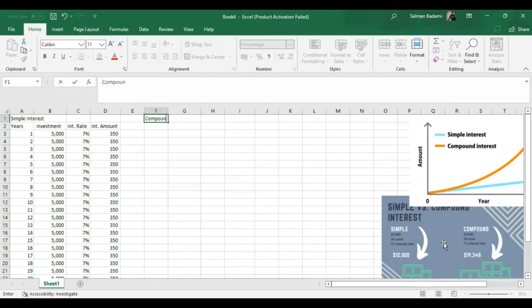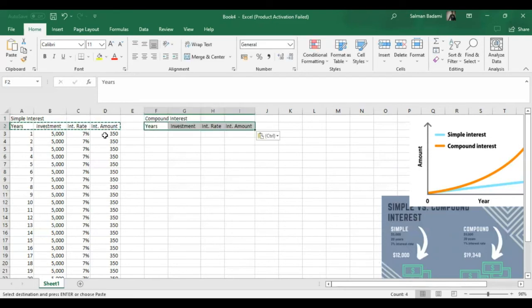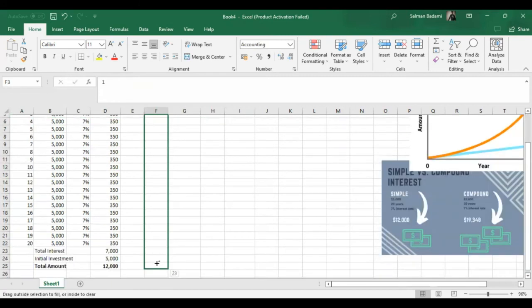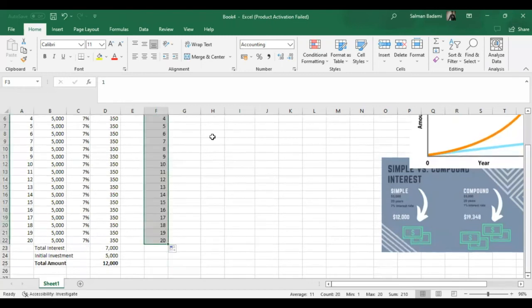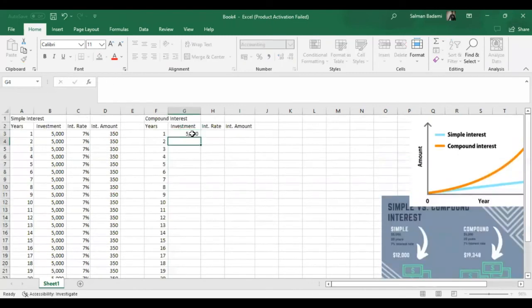Let's solve this example using the compound interest method. So for compound interest, the same number of years, 20, dragging the number of years, 20 years, and the investment amount is $5,000. Interest rate is the same, 7%.